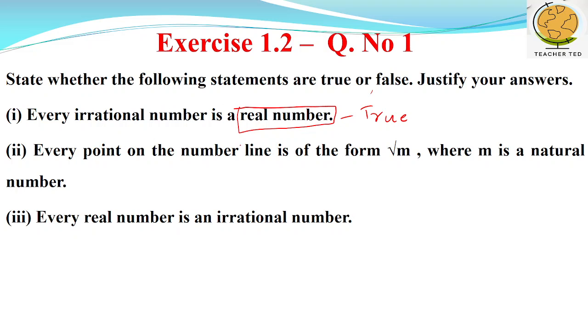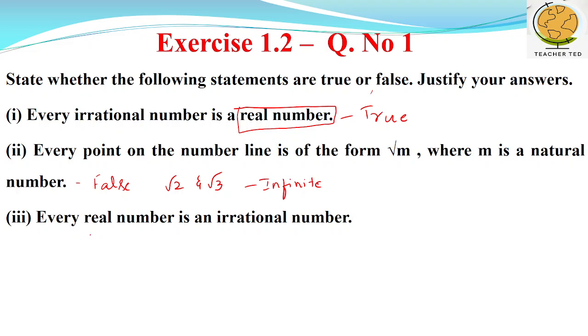Next, every point on a number line is in the form of root m, where m is a natural number. This may not be true, because I can say between root 2 and root 3 there are an infinite number of rational numbers we can list. So hence this statement is false.